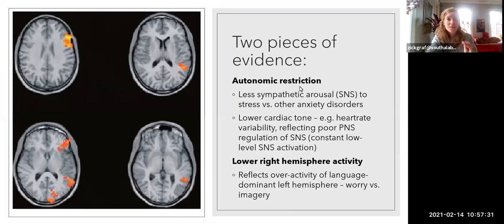Two pieces of evidence suggest both that worry is a verbal process and that it prevents us from making mental images and feeling our feelings. People with GAD actually experience what's known as autonomic restriction, where they experience relatively less sympathetic arousal to stress than people with other anxiety disorders.